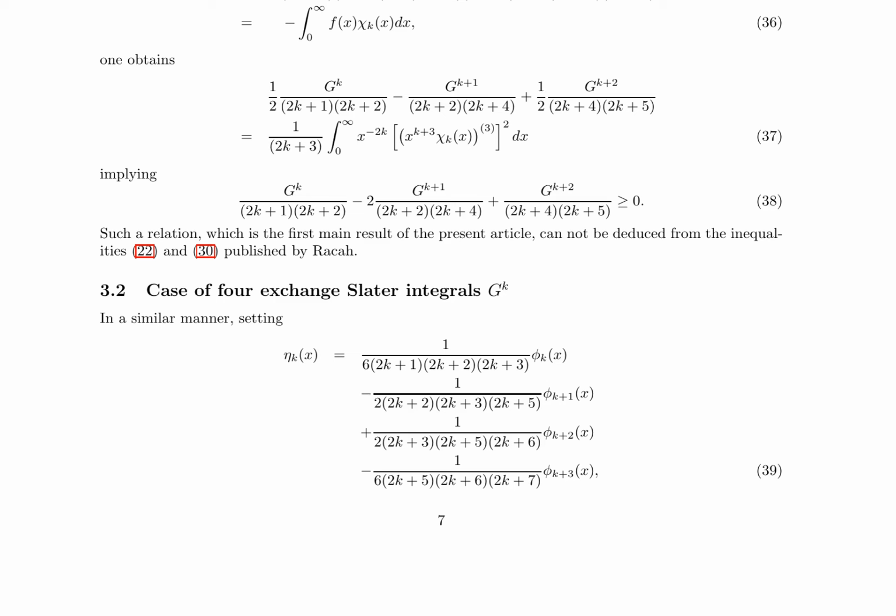The authors introduce a new function in equation 39 for deriving a similar recursive relation for four exchange-Slater integrals G^k. This function is defined in terms of φ_k(x), with coefficients involving binomial coefficients and factorials. The recursive relation has significant implications for the calculation of exchange-Slater integrals, crucial in quantum mechanics and atomic physics, offering a novel and efficient method for computing these integrals.